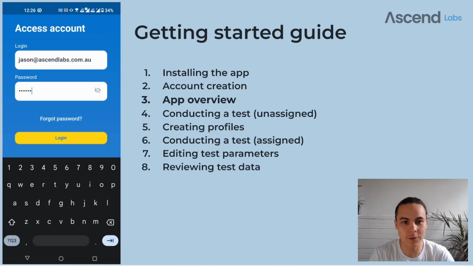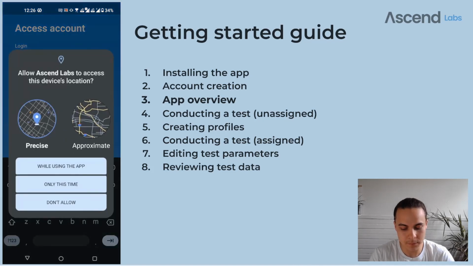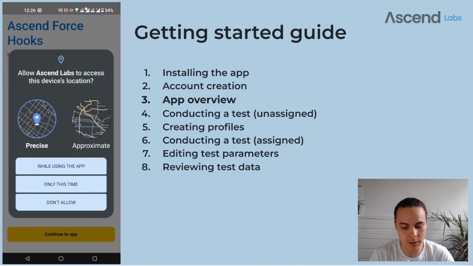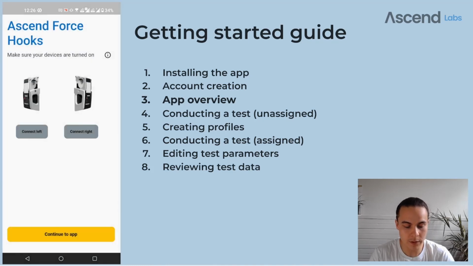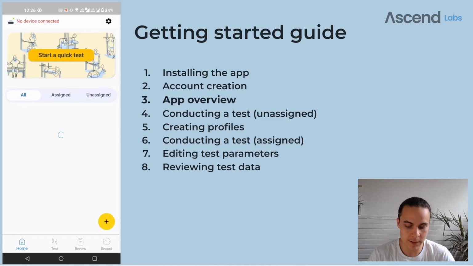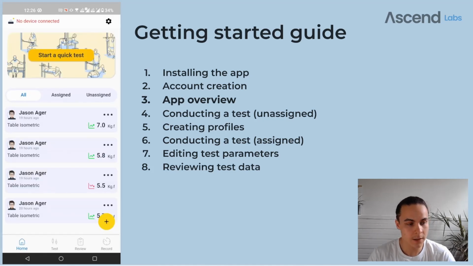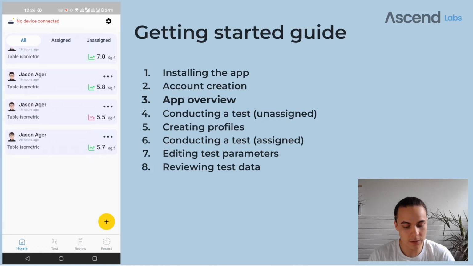Alright, so once you've got your authentication details ready, you log in and you'll see these two permissions that we need to access for the Bluetooth. So say yes to both of these, and you're faced with this screen here. This is where you'd normally connect your ForceHook devices to your phone, but for now we're just going to have a look through the app and we're just going to skip the screen for now. So you can see we'll log in through here, and I've got a few tests already loaded in.